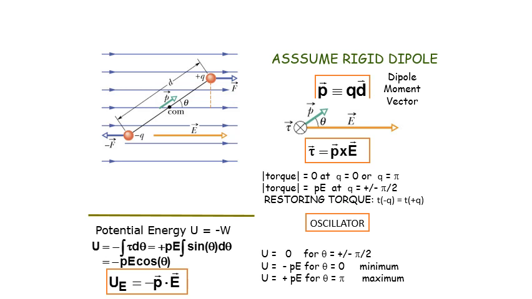Now the interesting thing is, when the torque is maximum, then the energy is 0. When the energy is maximum, the torque is 0.